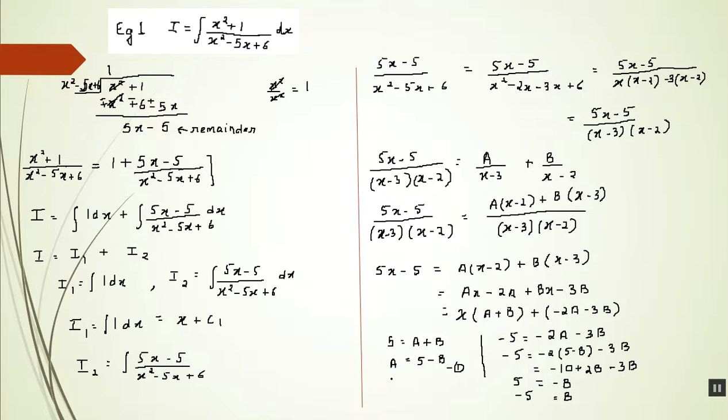And a I'll get as 5 minus of minus 5, that is I'll get a is equal to 10, right? So a is equal to 10 and b is equal to minus 5. Now let's solve further.